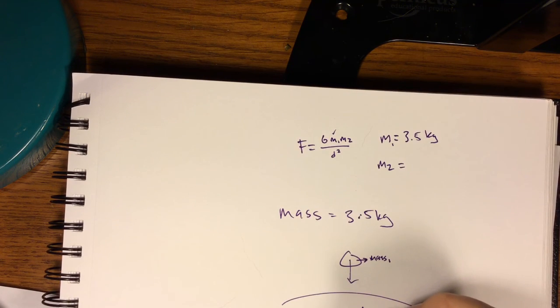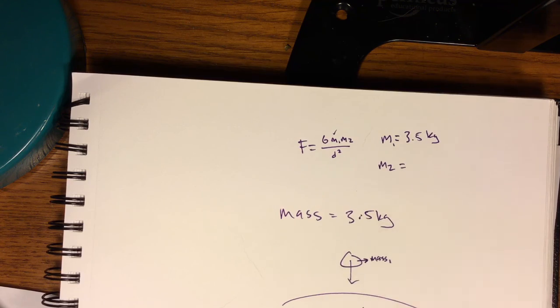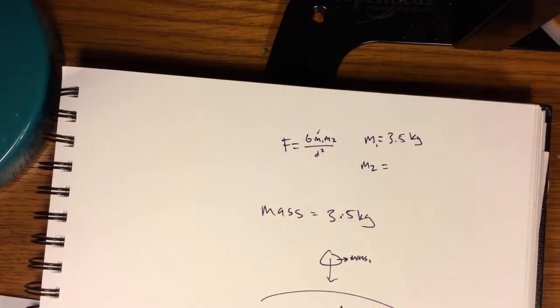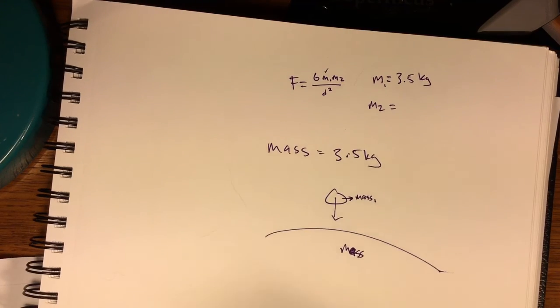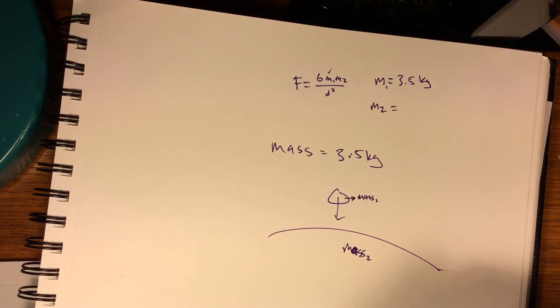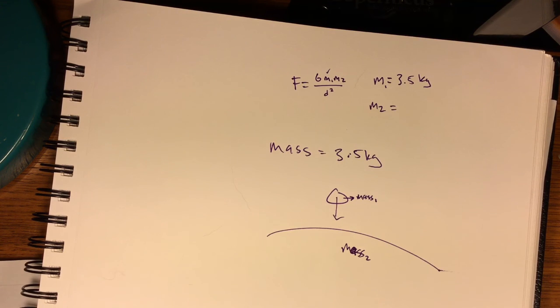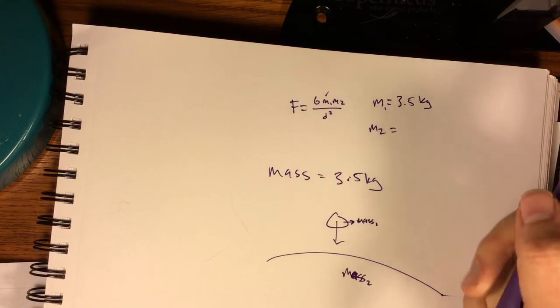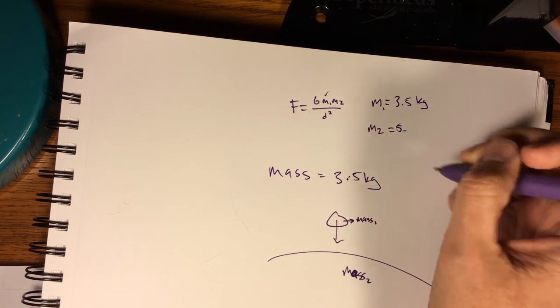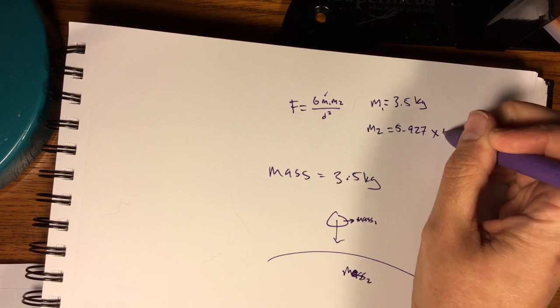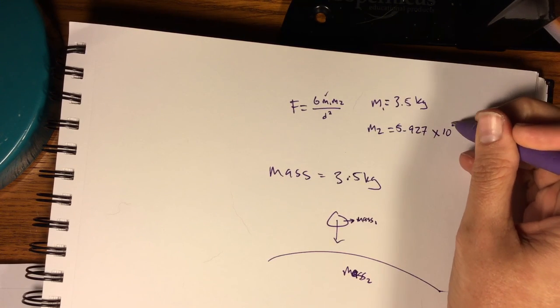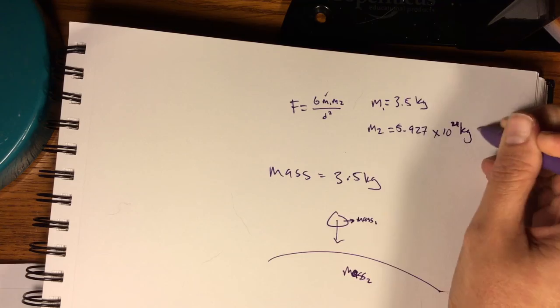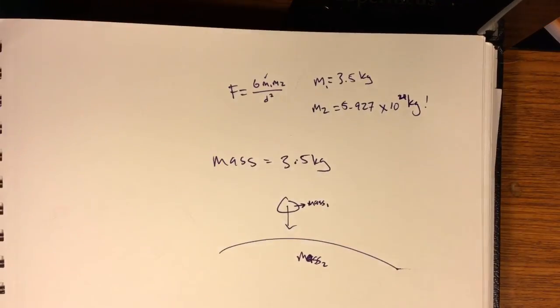The Earth is the second thing we're looking at. So mass 2 is the Earth, and you're going to need to look up what the mass of the Earth is. Does this give it to us? Nope, let me look that up real quick. Okay, the mass of the Earth is 5.972 times 10 to the 24th kilograms. It's very, very important that you don't forget that 10 to the 24th power.